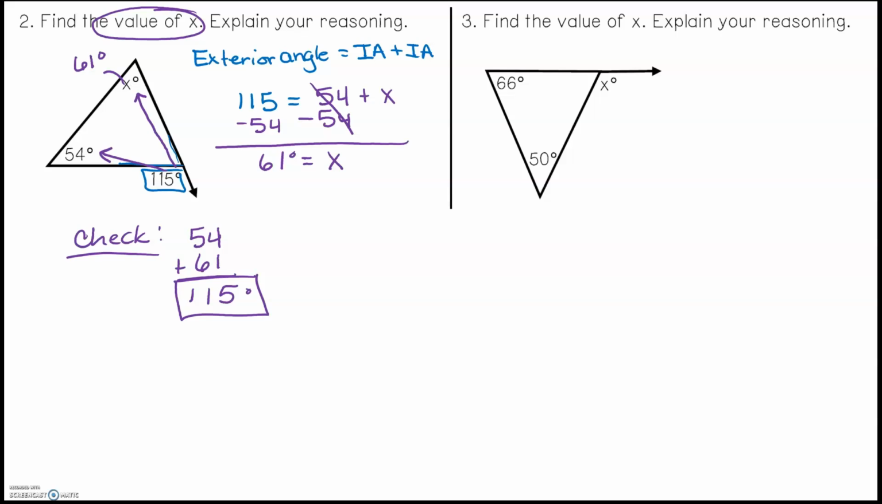Then in the next one, again, we're going to find the value of x. So the exterior angle, that is this guy. So I'm going to put x there. The exterior angle equals the sum of its two remote interior angles, farthest away from the exterior angle but inside the triangle. So I just add those up to find the measure of the exterior angle. So this one is 116 degrees. That one was really simple.